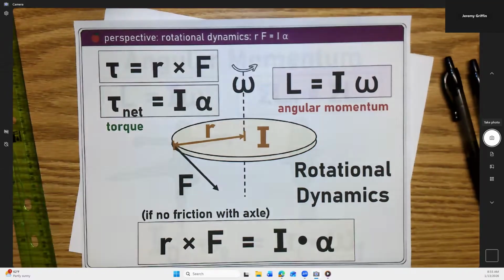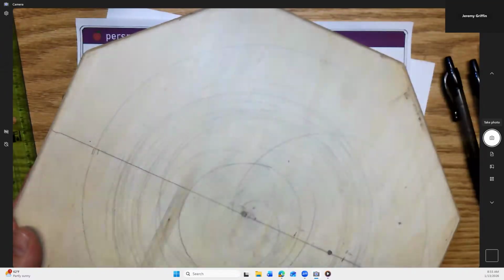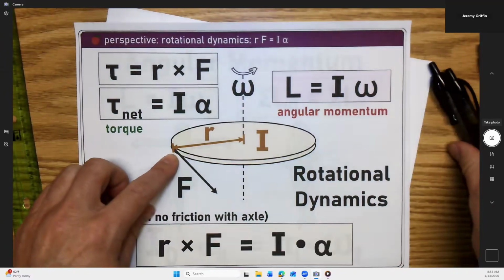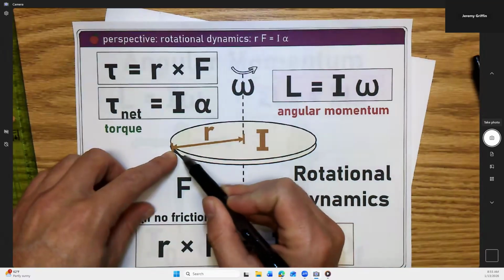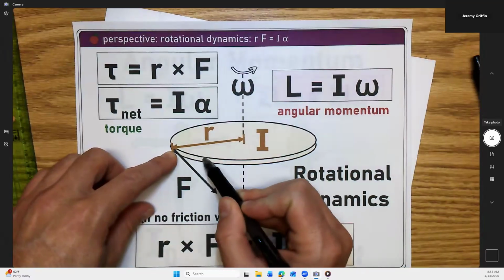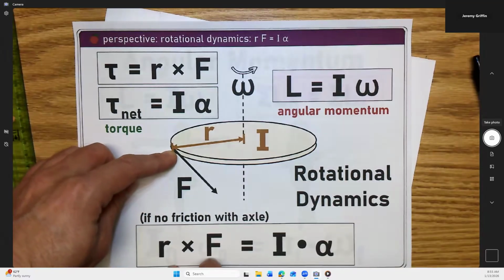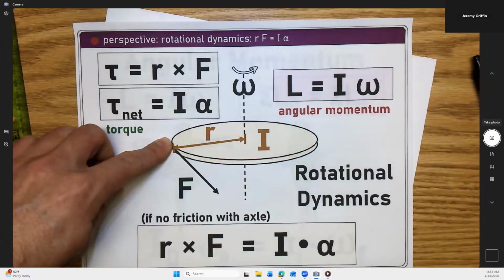So if you have this turntable right here, and you wrap a string around it and you pull the string. Now, conveniently, as you're pulling the string, this string tension is always perpendicular to this radial arm, isn't it? Always perpendicular. So it's at 90 degrees. So for this cross product, you just multiply the values. What's this radius times this force?